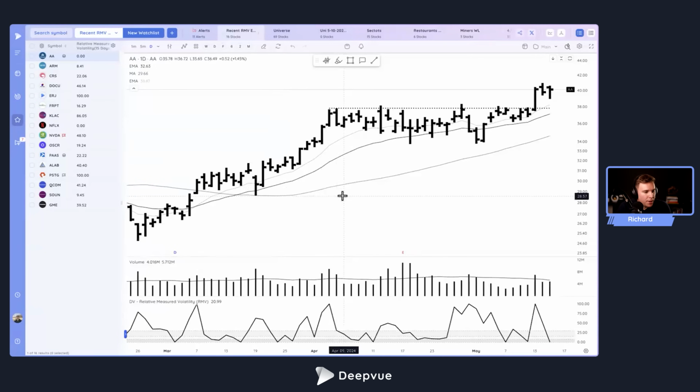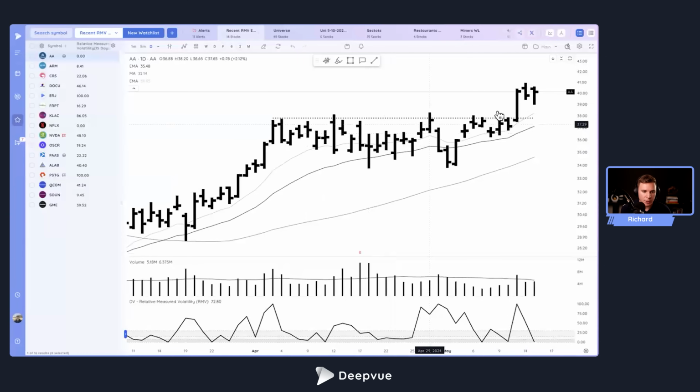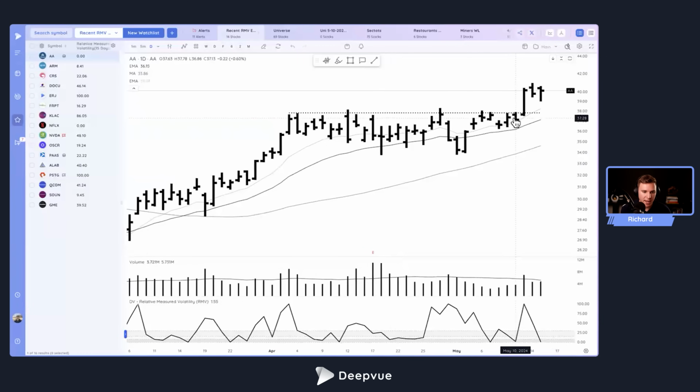So I went ahead and picked a few stocks that have shown some great examples of the usefulness of RMV in the past few days. We'll go through a bunch of charts here and talk through how I analyze a stock, and how I use RMV to help with that process. So here we've got Alcoa, AA. This is another really strong breakout recently in the past few days.